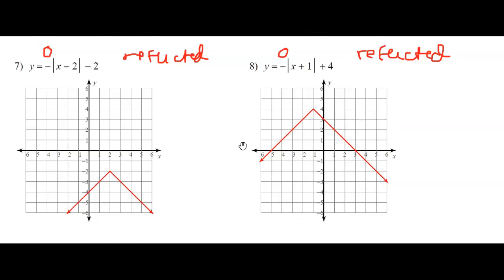In 7, your key piece of information is the vertex. That vertex is (2, -2). It is shifted right 2 and down 2. So here's my vertex. My slope is altered to be down 1, right 1, and then it's symmetric. In number 8, it is (-1, 4). So our vertex is to the left 1 unit and up 4 units and reflected. So our graph starts at (-1, 4) and opens down.